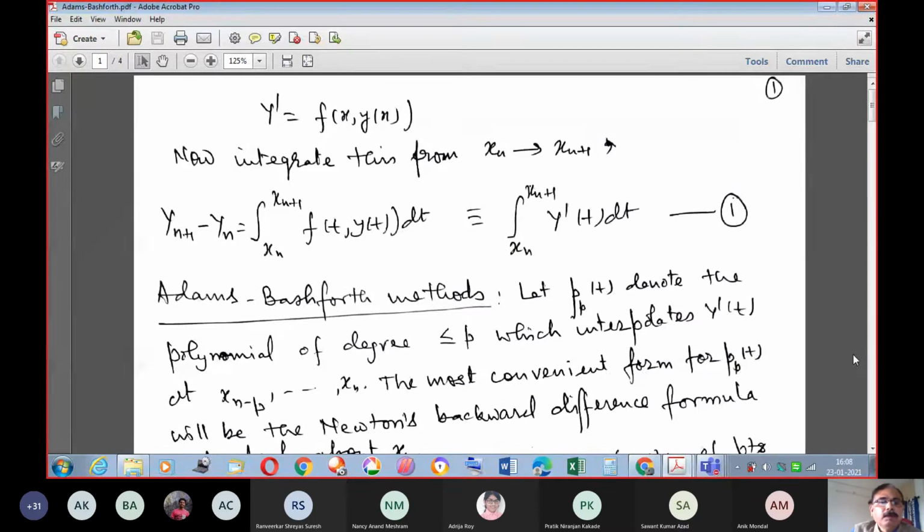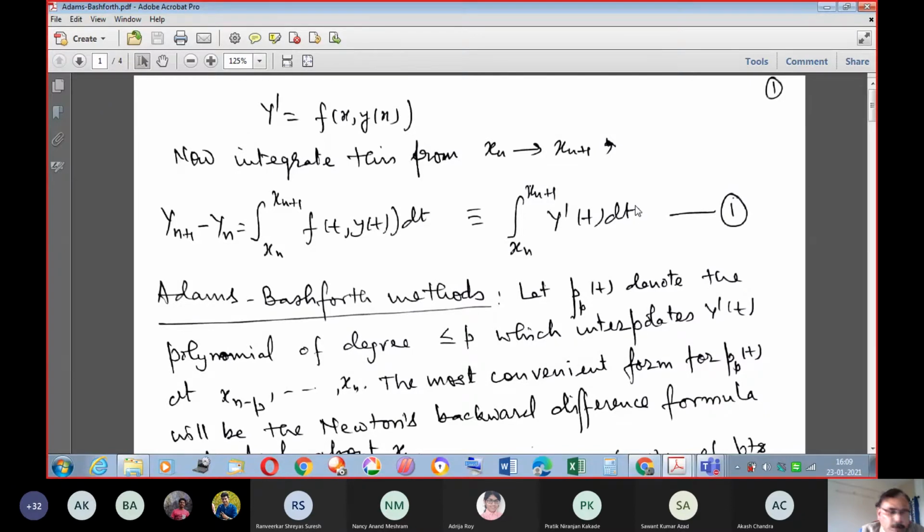So the problem is y prime equals f(x, y). We simply integrate this from xn to xn plus 1. So it will be y(xn+1) minus y(xn) equals the integral from xn to xn+1 of f(t, y(t)) dt. Now, because y prime is f, this is the same as the integral from xn to xn+1 of y prime(t) dt.